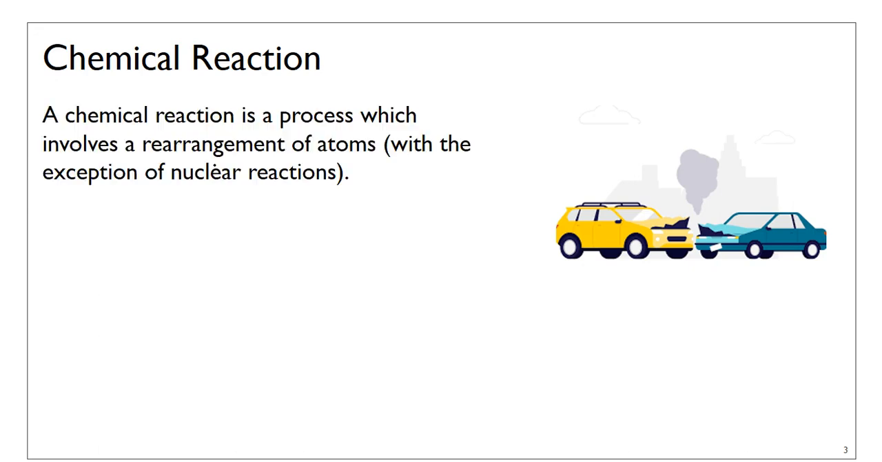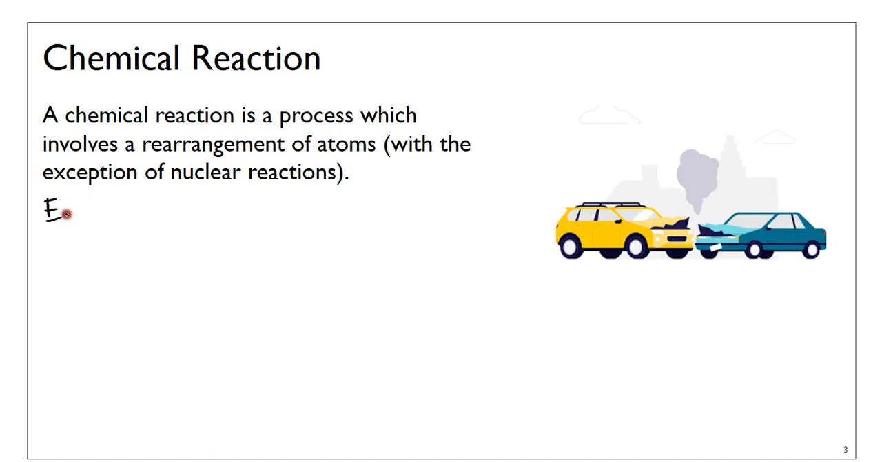Okay, so this is one way that you can define a chemical reaction, which is a process which involves a rearrangement of atoms. The exception here, of course, is nuclear reactions. Nuclear reactions actually change the nucleus, but we don't talk about nuclear reactions in BCE chemistry.